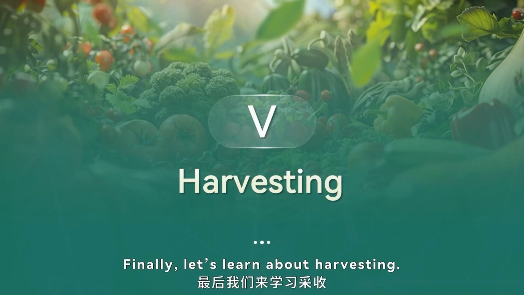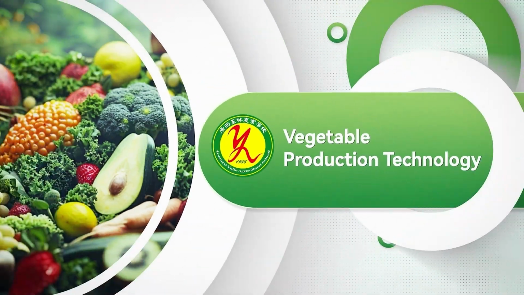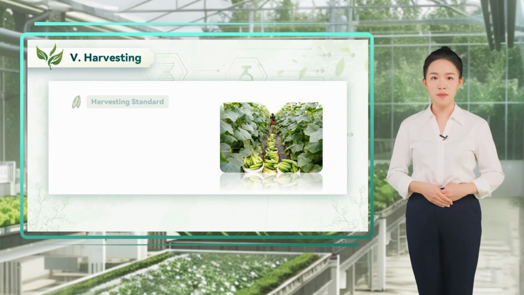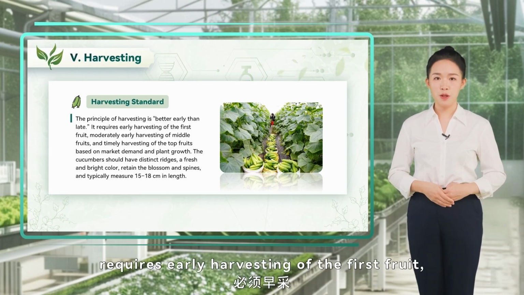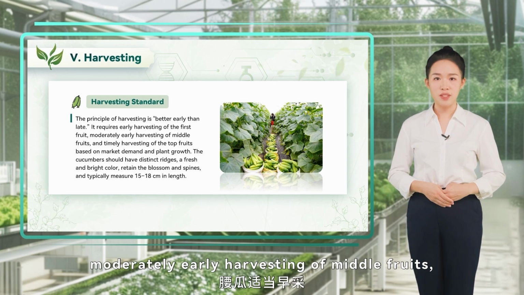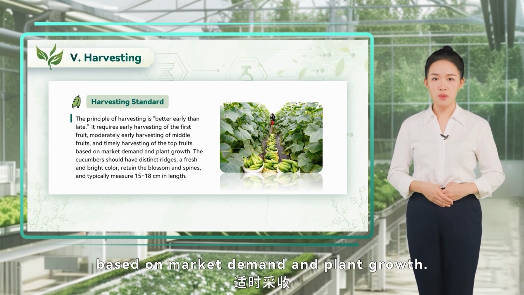Finally, let's learn about harvesting. The principle of harvesting is better early than late. The harvesting standard requires early harvesting of the first fruit, moderately early harvesting of middle fruits, and timely harvesting of the top fruits based on market demand and plant growth.